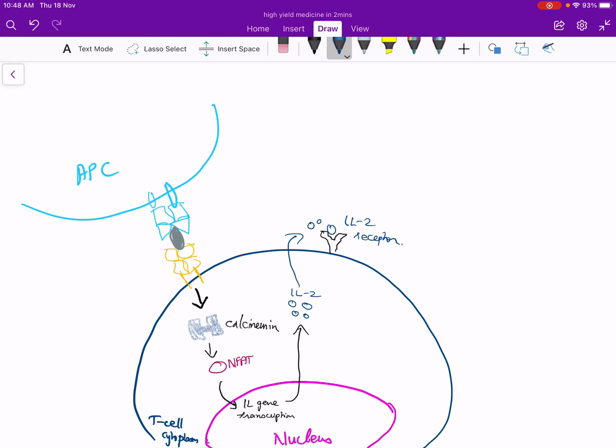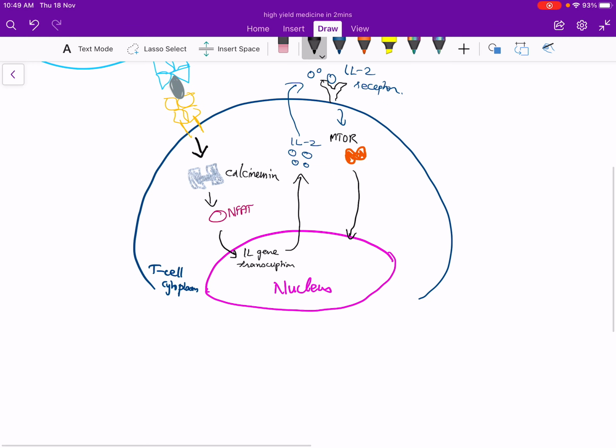When the binding of IL-2 with the IL-2 receptor happens, it will lead to the production of mTOR. Suppose this is mTOR, this tie-shaped body. What mTOR does is it goes in the nucleus to cause cell growth and proliferation.